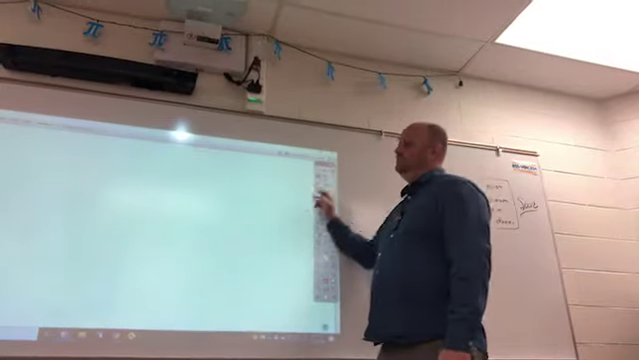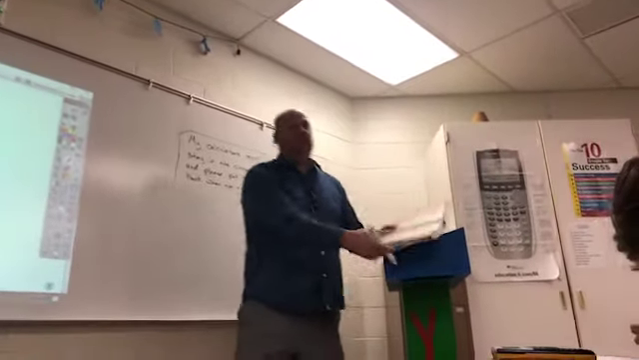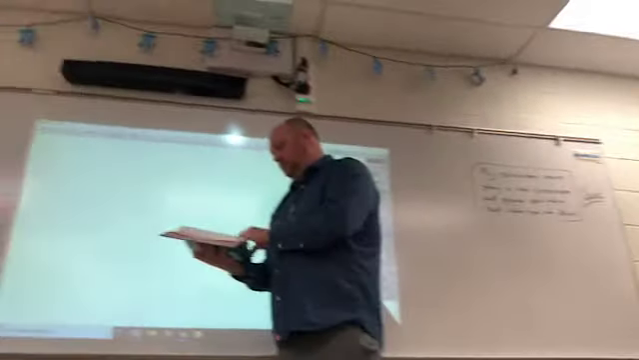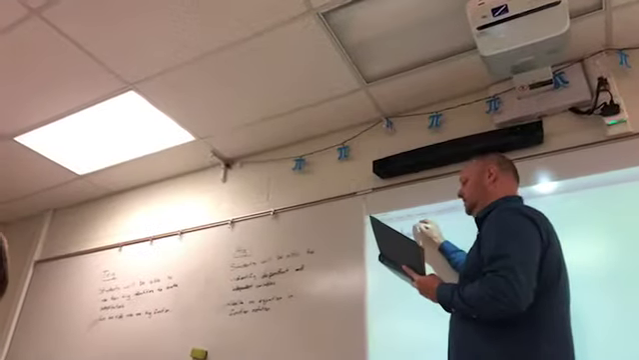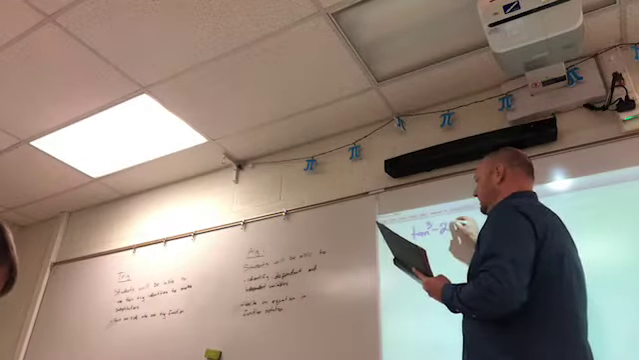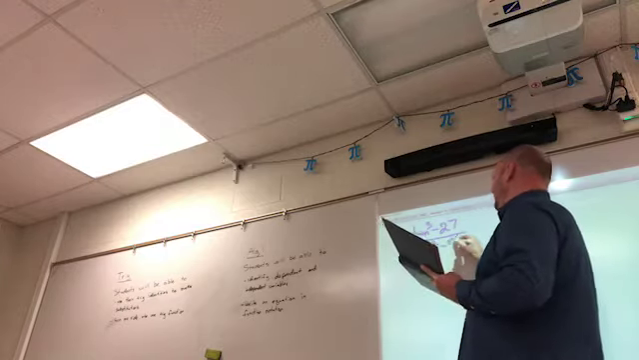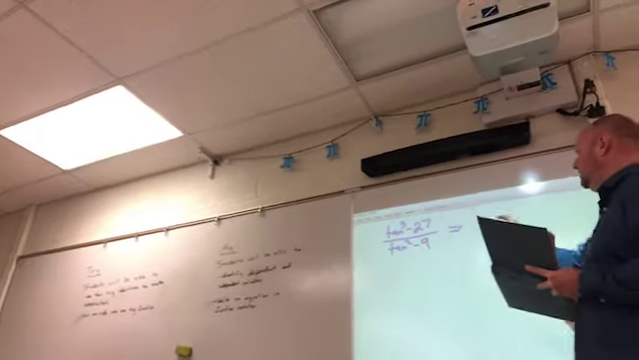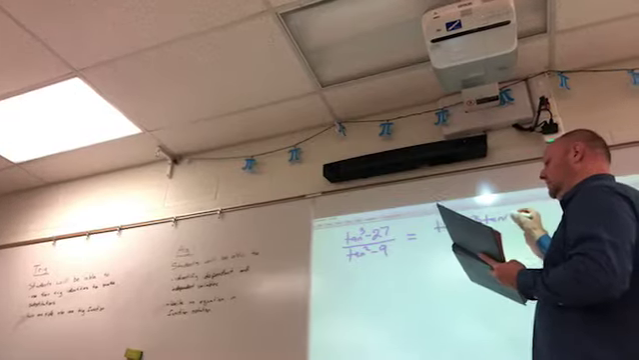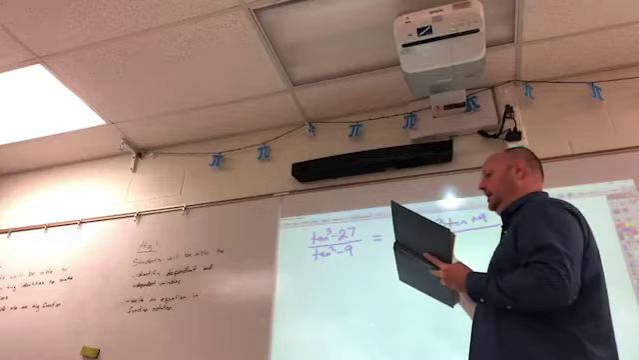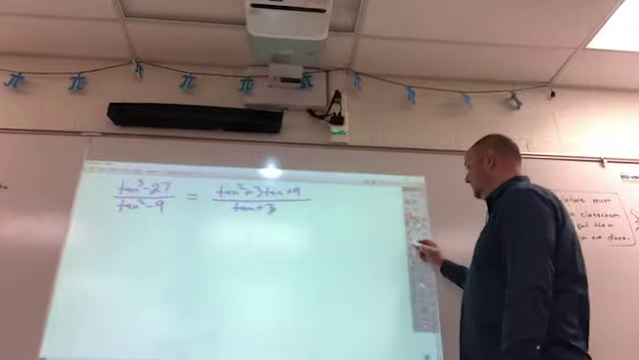Okay. The question is, when am I going to need that? Well, you may run into a problem that looks like this. And yeah, this is actually going to be from your homework. This is number 9. Tangent cubed minus 27 divided by tangent squared minus 9 is supposed to equal tangent squared plus 3 tangent plus 9 divided by tangent plus 3. And our job is to get those two things to equal.